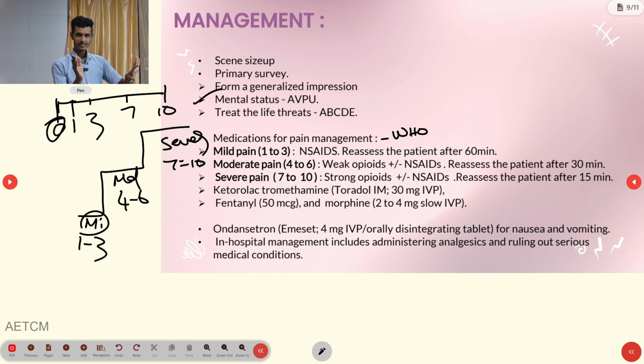If a person is falling under mild pain, the treatment is an NSAID, non-steroid anti-inflammatory drug. For example, we can give paracetamol and ketorolac. Those come under the NSAIDs. Once after administration of an NSAID, after 60 minutes we have to reassess the patient. So again we have to ask about the pain intensity or pain score.